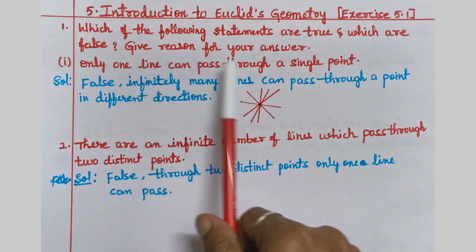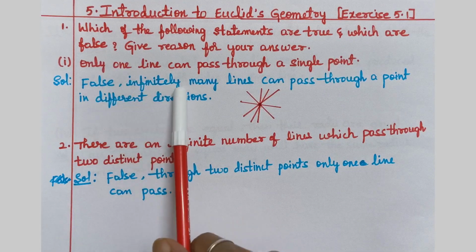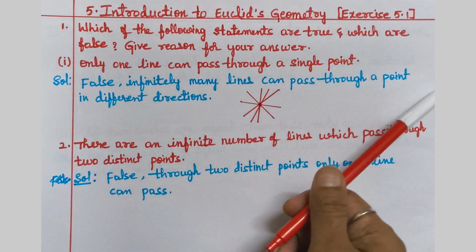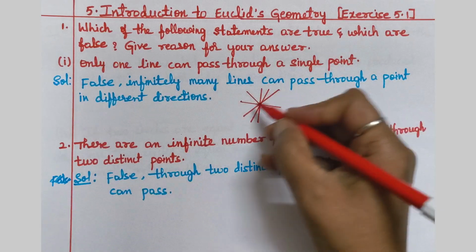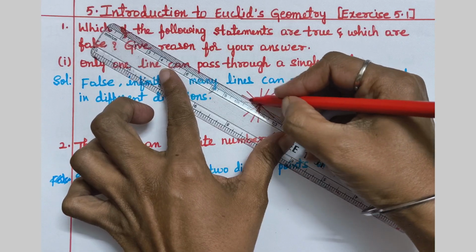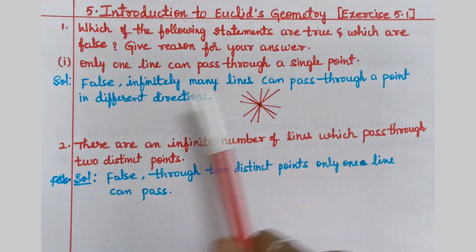So here he is telling only one line through a single point, so it is false. Infinitely many lines can pass through a point in different directions. Like this, we can pass an infinite number of lines through a single point. So this answer is false. You write the reason also.